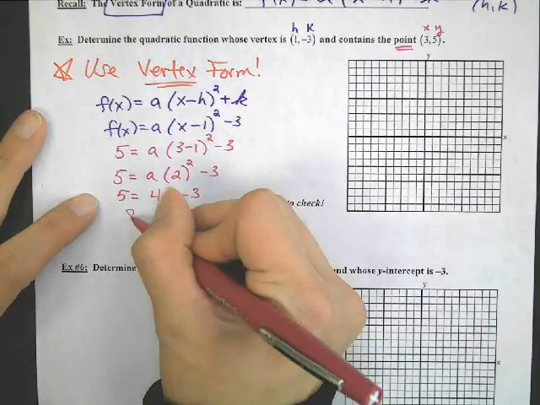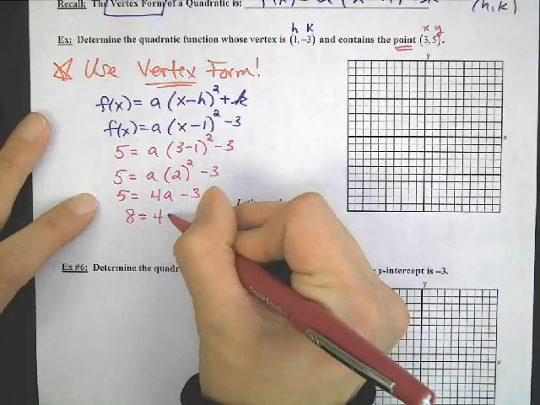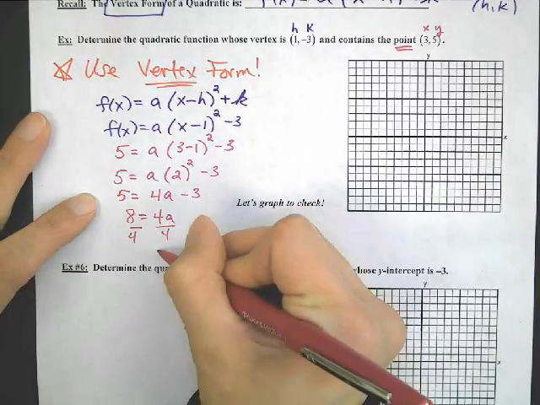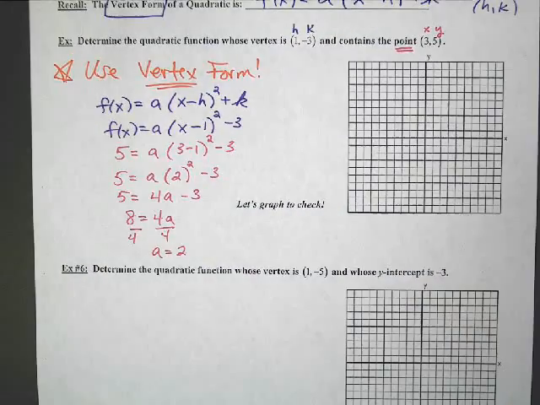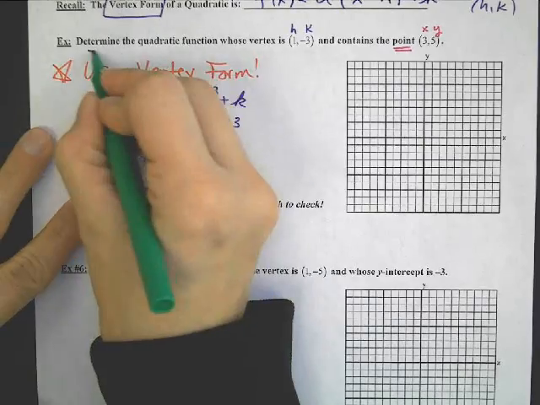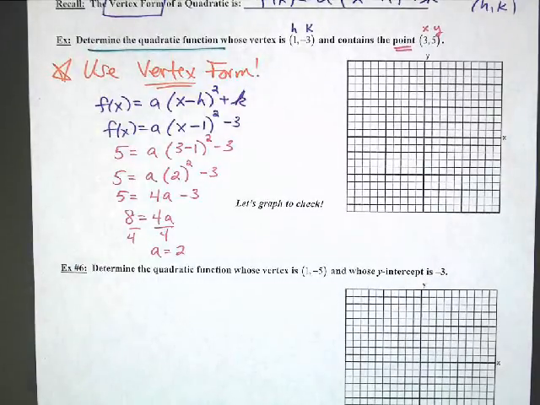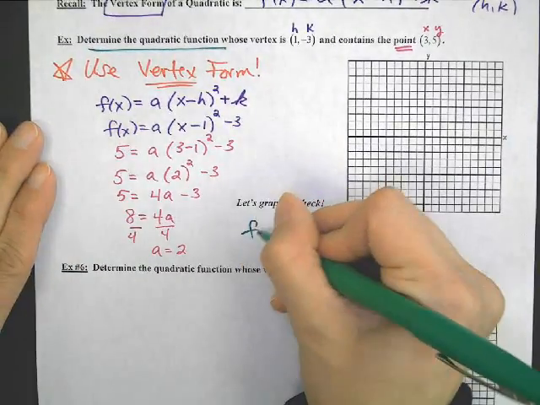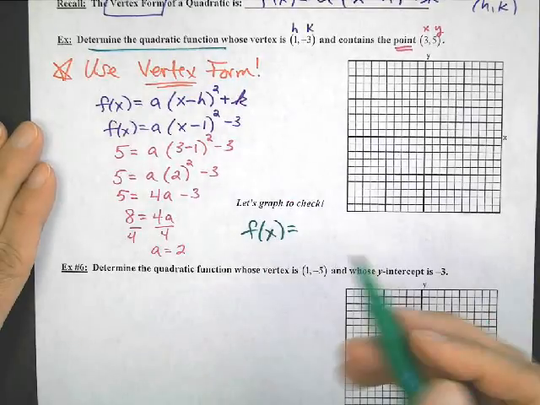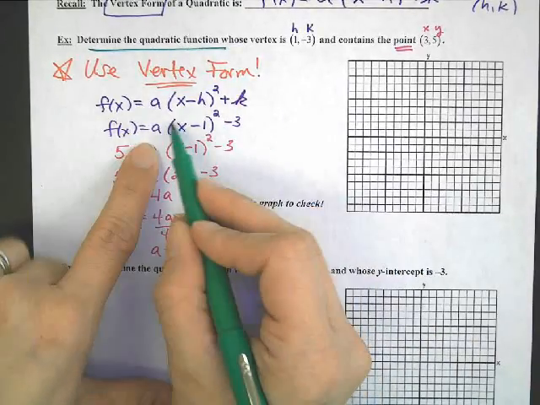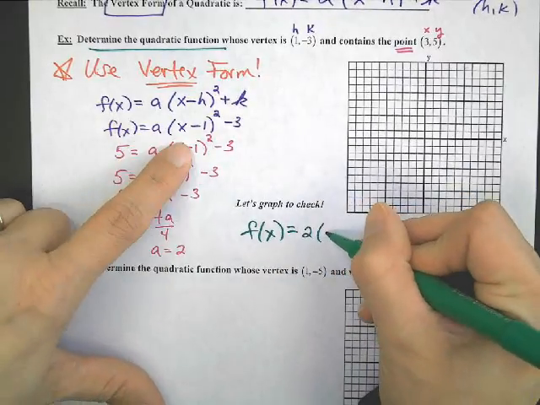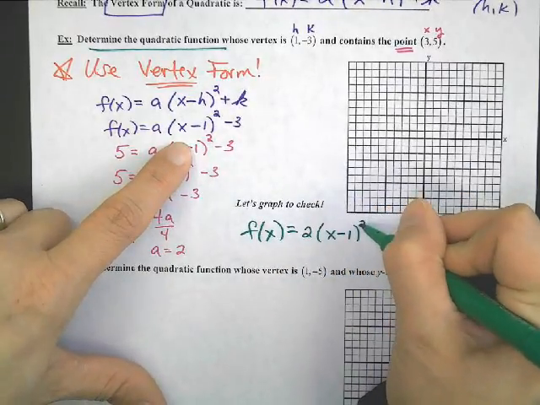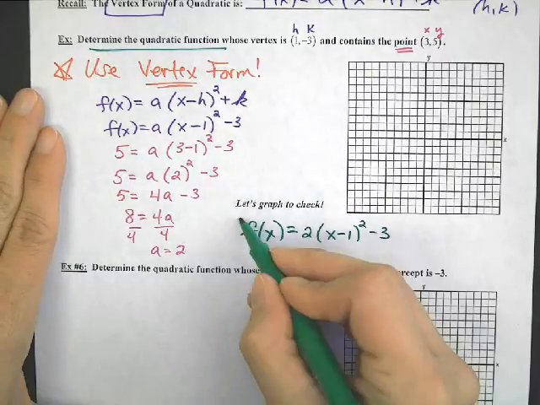So let's add 3 to both sides. 8 equals 4a. Divide by 4. A is 2. Okay, now the direction said determine the quadratic function. So I need to actually write down my equation. I need to write down an f of x. So I had a pretty good answer here, but now that I know a is 2, I'm going to say 2 times the quantity x minus 1 squared minus 3.